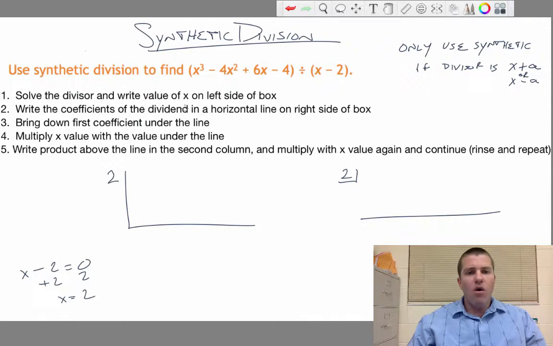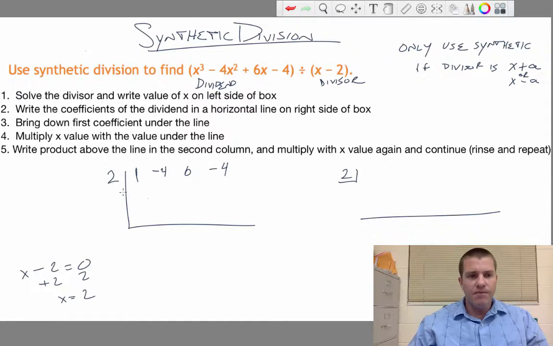Then write the coefficients of the dividend, or what you're dividing into. This is the dividend, in a horizontal line on the right side of the box. So I'm going to put the coefficients. The coefficient for this x to the third term is 1. The coefficient for the quadratic term is -4. Then I have 6, and then -4. So these are my coefficients for the dividend.